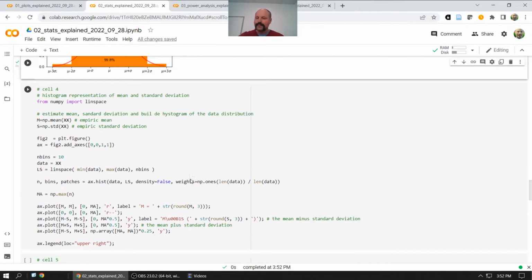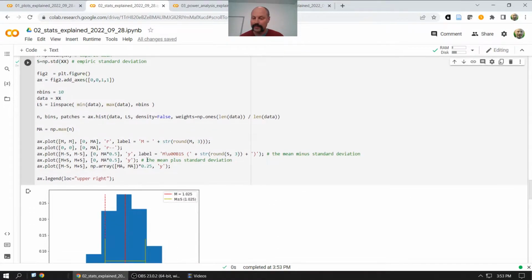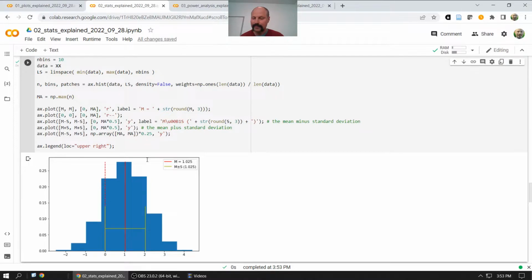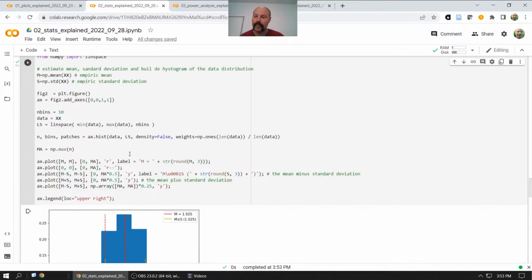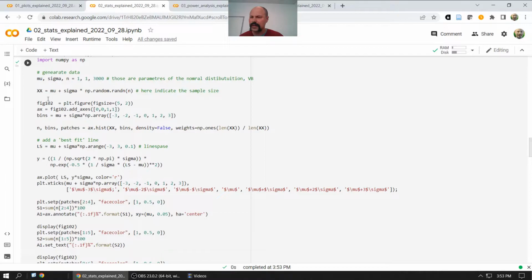Now, let's generate the data and plot our data with the sigma marked on the histogram. Our data is here, and it is a very large sample.